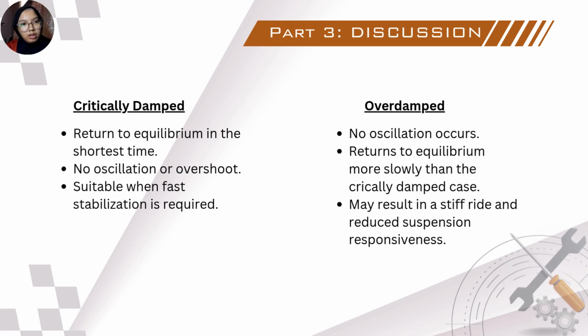This slide discusses the remaining two conditions. A critically damped system returns to equilibrium in the shortest time without overshooting, making it suitable when fast stabilization is needed. Meanwhile, an overdamped system also avoids oscillation but takes longer to return to equilibrium, which can make the suspension feel stiff and less responsive.